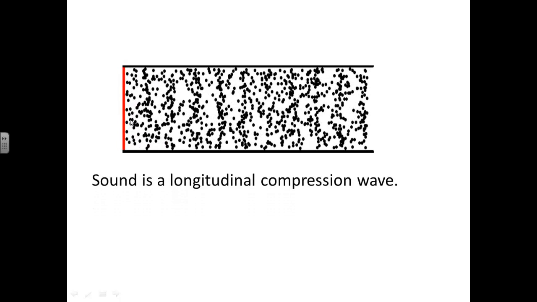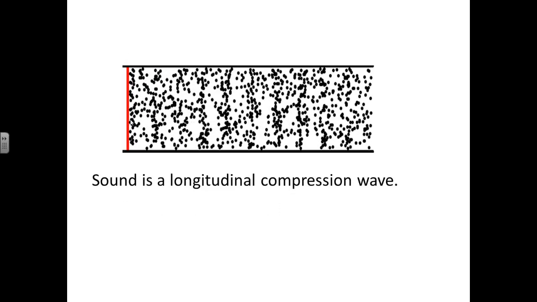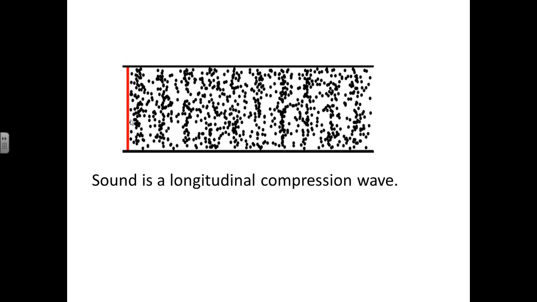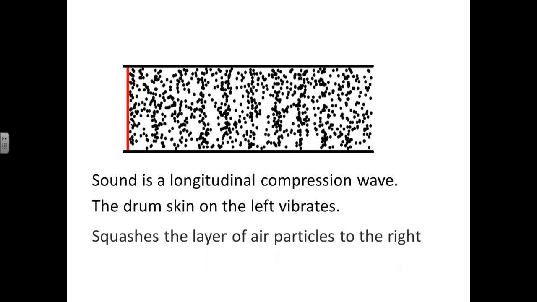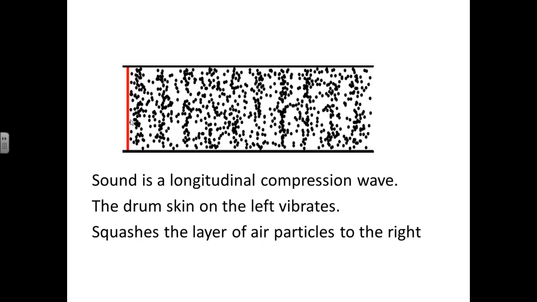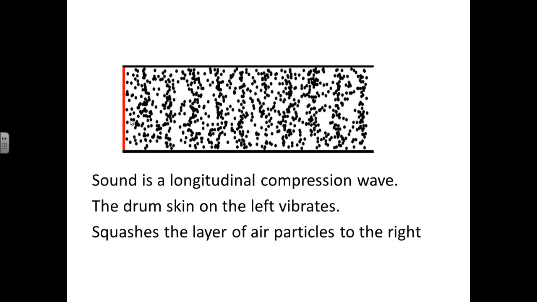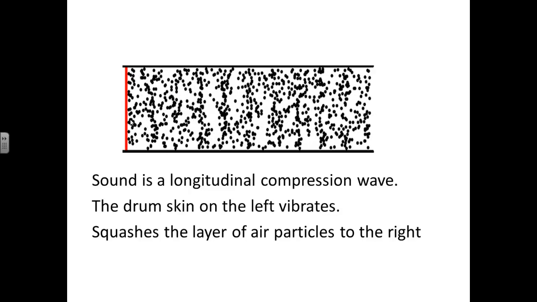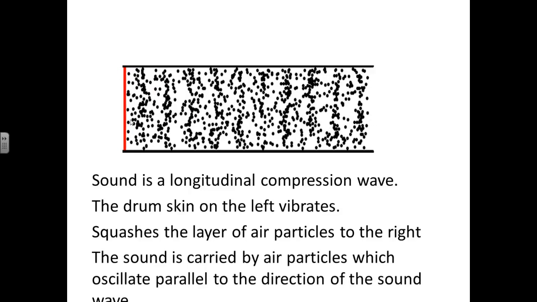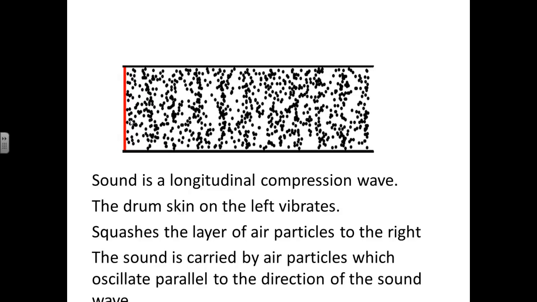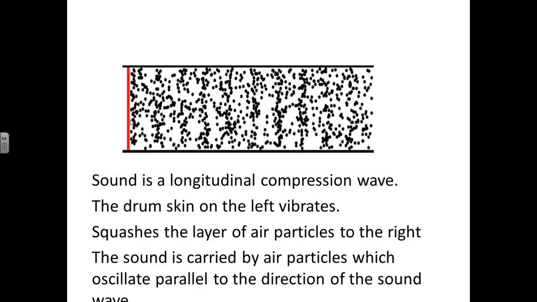This thing here is basically the skin of a drum which is oscillating from side to side. So what basically happens is that sound is a longitudinal compression wave. This red thing, which is the skin of a drum, is basically vibrating from side to side. And then what it does, it squashes the layer of air particles to the right. And this squashing causes an area of compression which moves to the right. So this is what sound is. The sound is carried by the air particles which oscillate parallel to the direction of the sound wave.